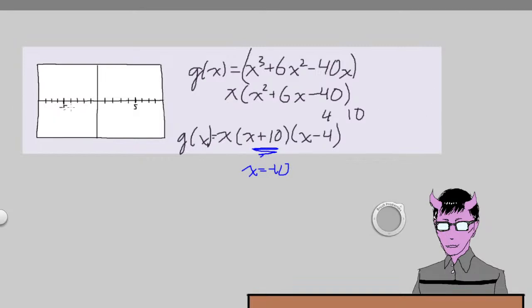Wonderful. So let me modify these points real quick. Let's do increments of 2 rather than 1. Otherwise we can't fit the graph. So we're going to call this negative 10, and this is going to be positive 10. There you go. So we have our first zero at negative 10 planted right there. Next we have a zero at 0, so that's the other one. And then we have the third zero, x equals positive 4, yes.